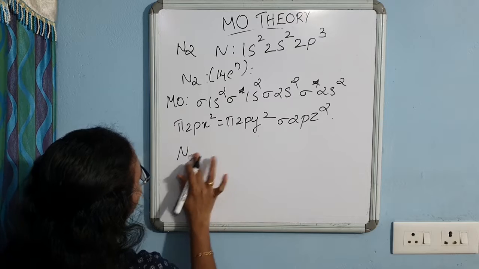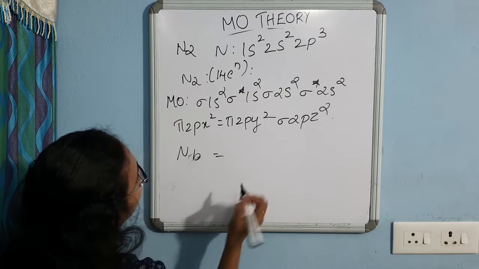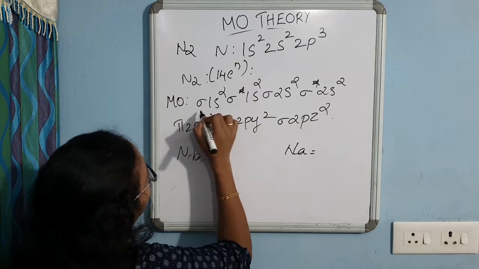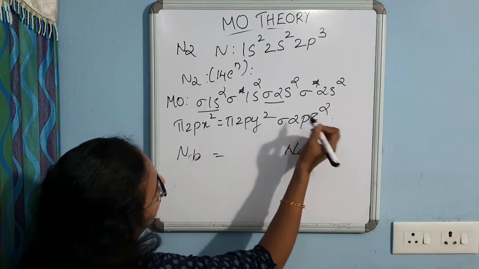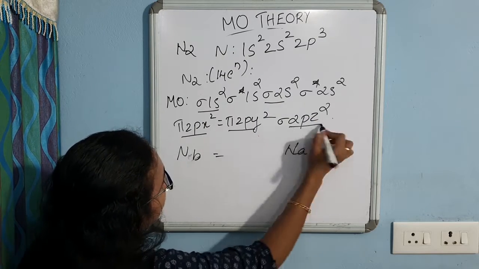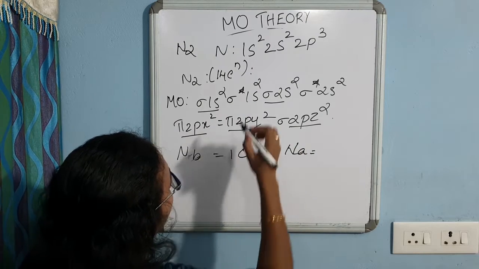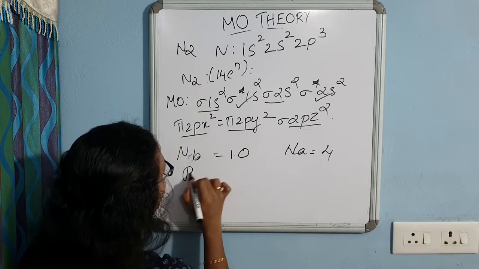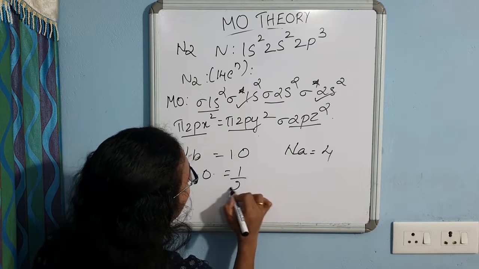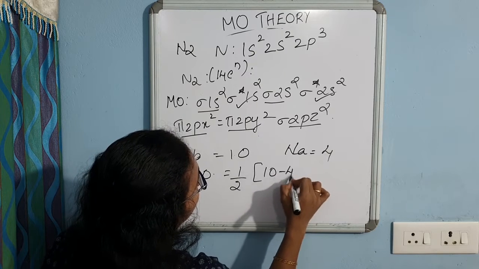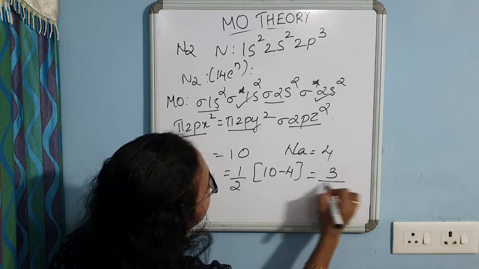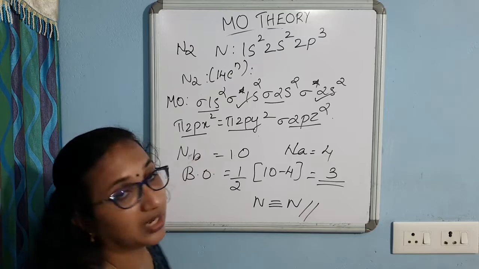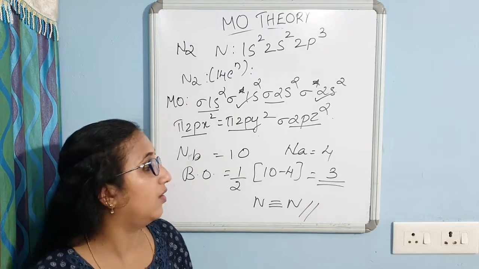Now we can calculate the bond order. For that, we have to write the number of electrons in bonding orbitals and in antibonding orbitals. In bonding orbitals we have 2, 4, 6, 8 and 10 electrons. And in antibonding we have 2, 4, that is 4 electrons. So bond order equals half into 10 minus 4, that is 6 by 2, which is 3. That means there is a triple bond connecting the two nitrogen atoms in a nitrogen molecule.